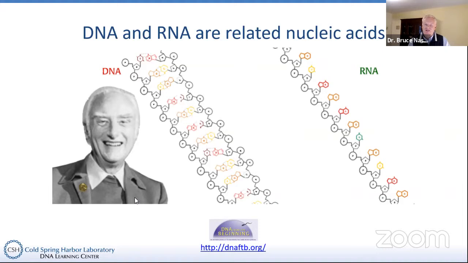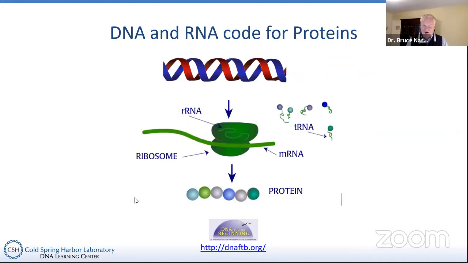Well, a genome is made up of DNA, or in some viruses, out of RNA. Here's just a picture of Francis Crick, one of the proposers of the model of the double helix of DNA, and also a very important player in understanding how DNA and RNA and protein all relate to each other.